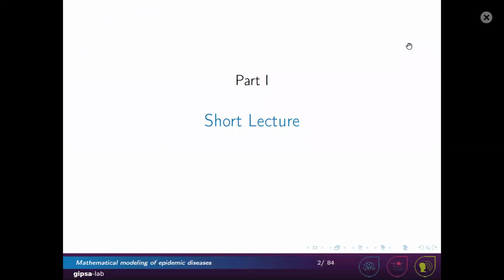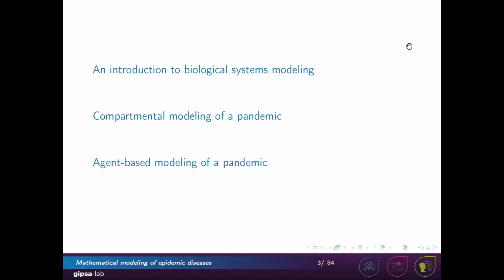The lecture is organized in two parts. In the first part that will be presented today, we will have an introduction to mathematical modeling of epidemic diseases. The lecture is organized in three parts. In the first part, we will have an introduction to biological systems modeling. And then we will present two of the most common modeling methods for modeling epidemics and pandemics.